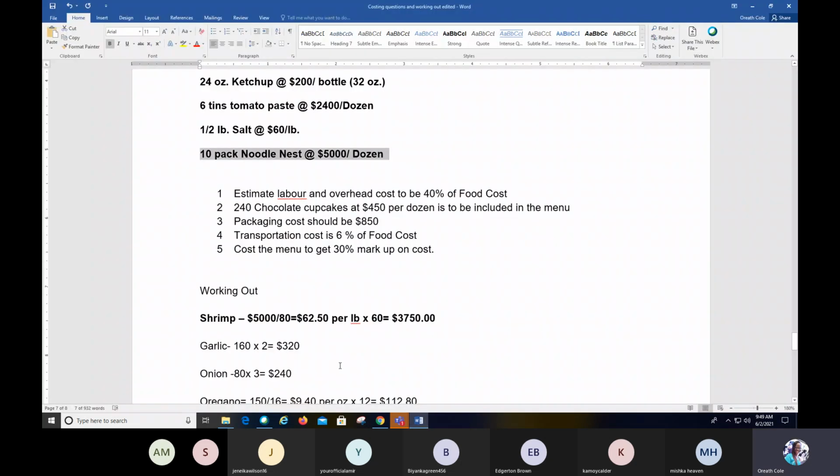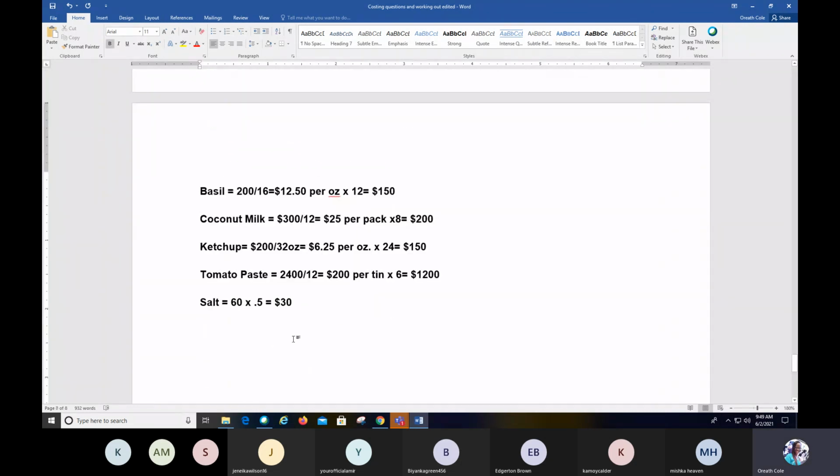All right. Who is working out this one now? The noodles. Somebody work that out. Go ahead. You're going to divide 5,000 by 12, so you can find how much it costs for one pack of noodles, and then times the answer by 10. That's right. Excellent.